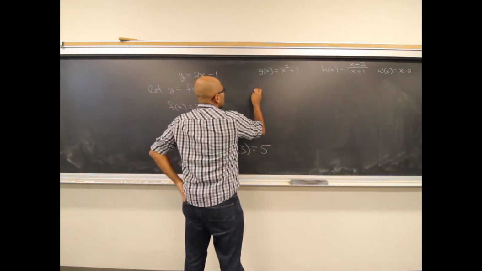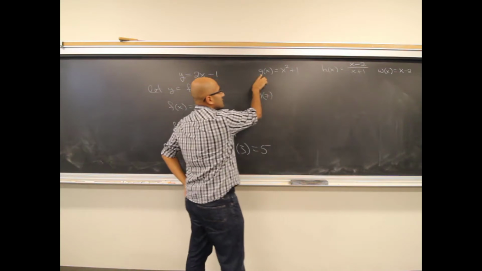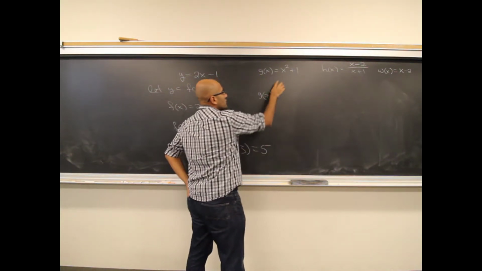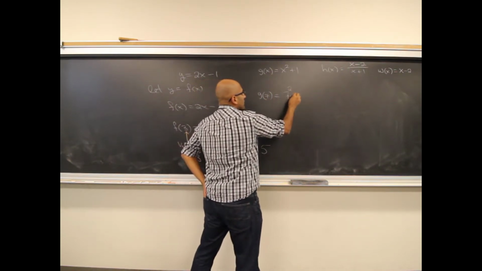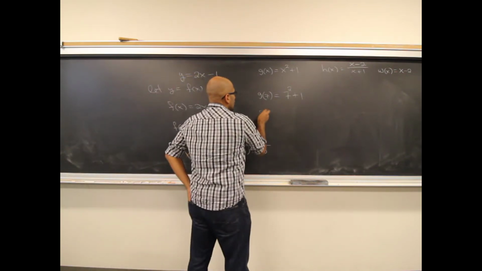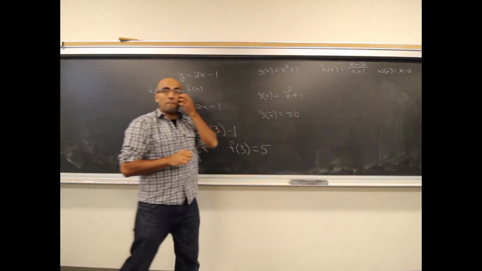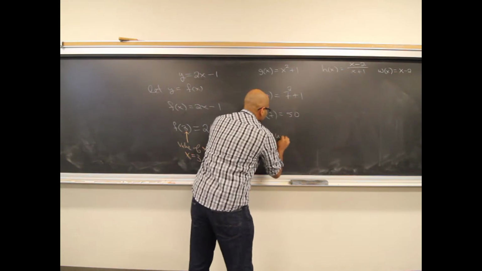So I could say something like find g of 7. Okay, g of 7 means it's this one. It's the g function, and the instructions are take the x value, which is 7, square it, and then add 1. 49 plus 1 is 50, so I know that g of 7 equals 50. Any questions?